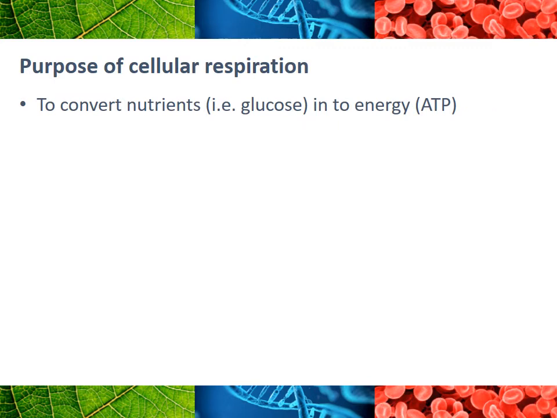So the purpose of cellular respiration is to convert nutrients into ATP, into energy. So we looked at photosynthesis and how that makes glucose, and now we're breaking down that glucose and converting it into energy. This is a process that occurs in all living cells. Okay, all cells will go through some version of respiration, but the types of respiration are a bit different depending on where that organism lives or what kind of organism it is.